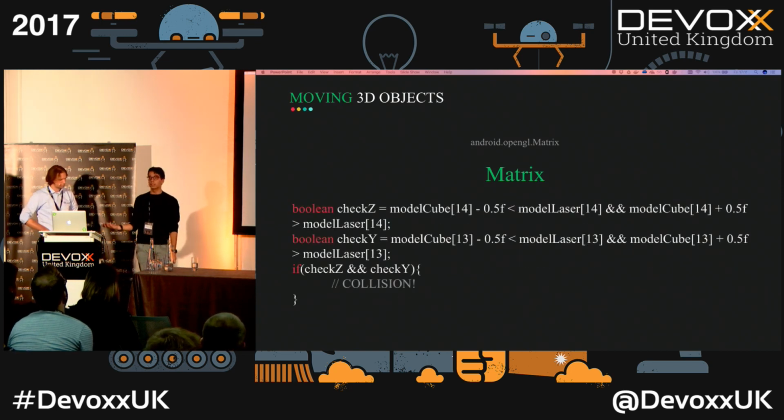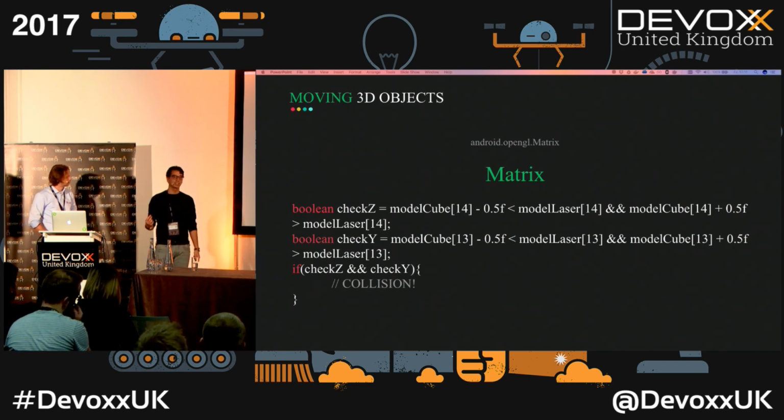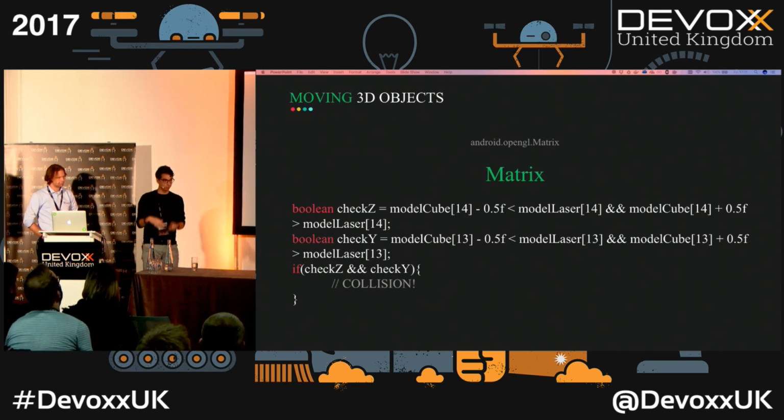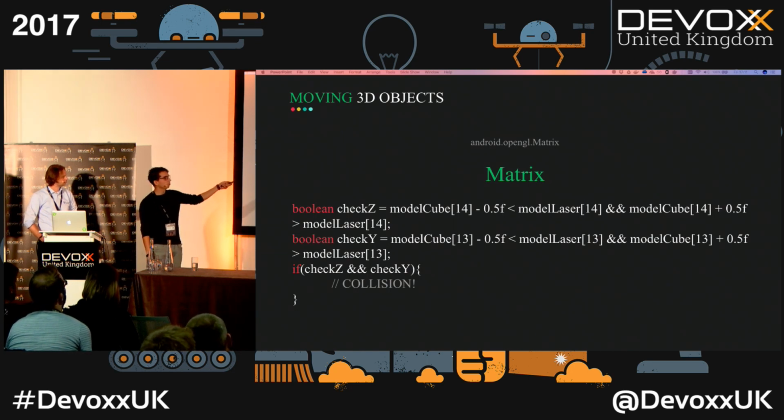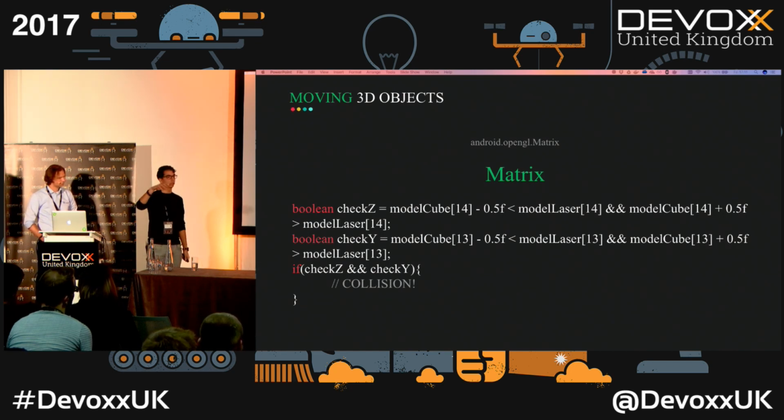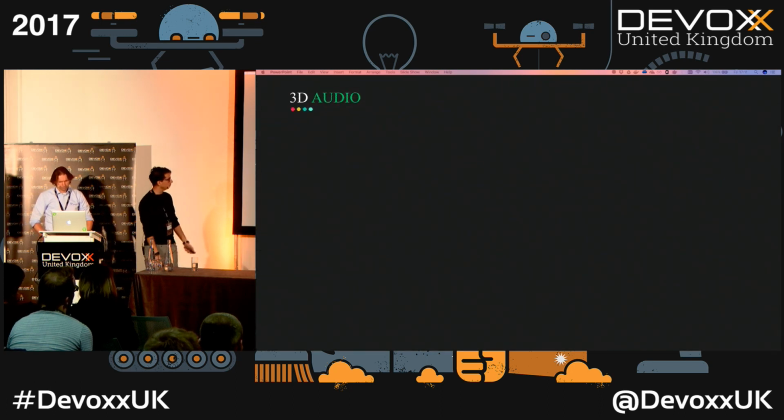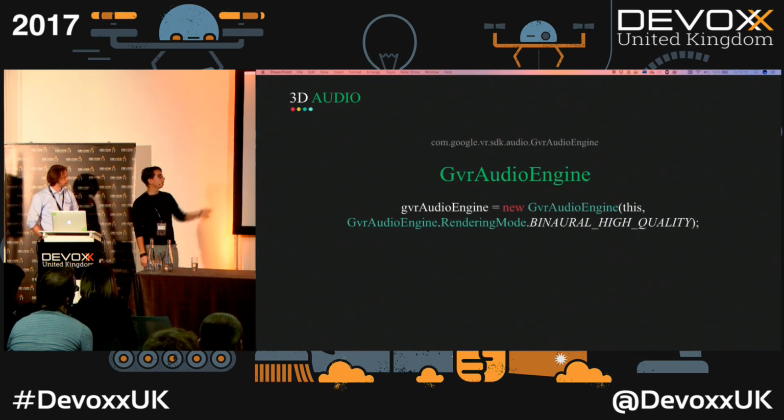And if you want to do some very basic, and I mean very, very basic object collision, which is necessary to make explosions happen, you need to grab the model cube's 14th number, that's the Z position, and check it against the laser's Z position with a certain offset. If it's within those bounds, then it's almost there. And then do the same on the Y position, and then you know that the laser is probably around the same position as the cube, and then you have a collision, and then you can actually spawn a sound, which happens using the GVR audio engine.